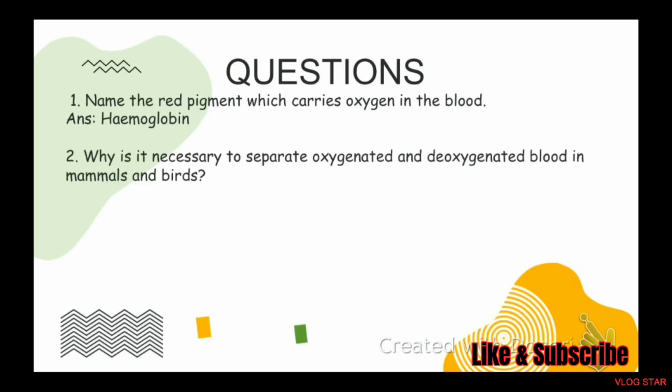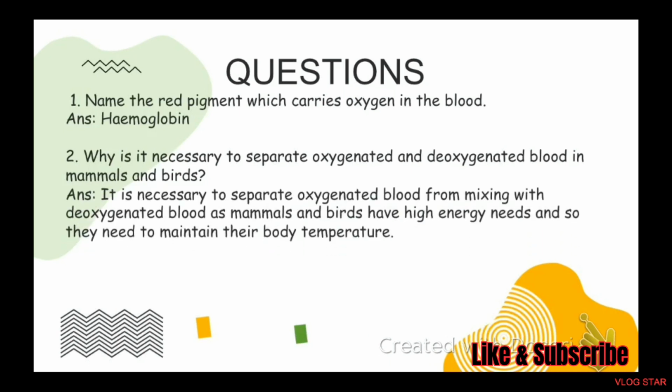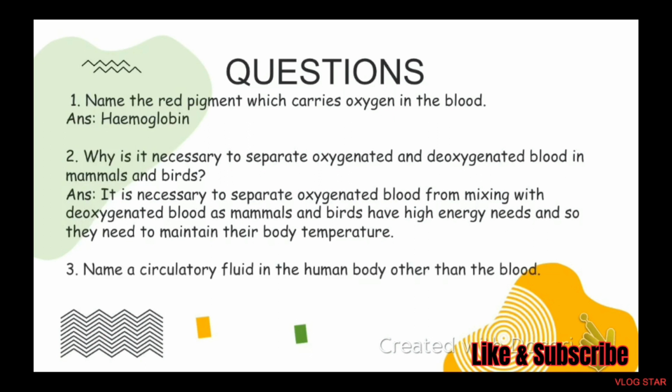Next question. Why is it necessary to separate the oxygenated and deoxygenated blood in mammals and birds? Because they have high energy needs, and they need to maintain their body temperature. These are the two important criteria. Name a circulatory fluid in the human body other than the blood. That is lymph.